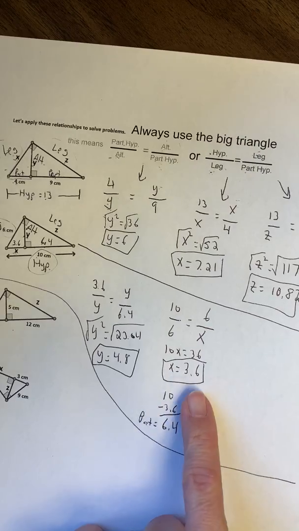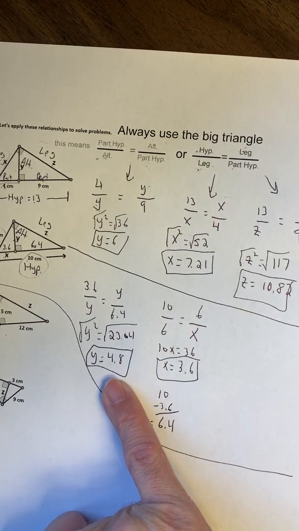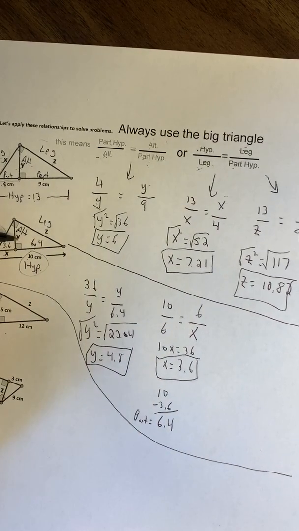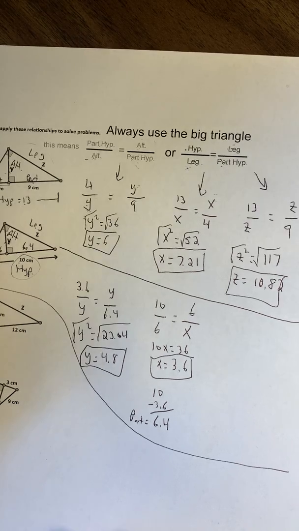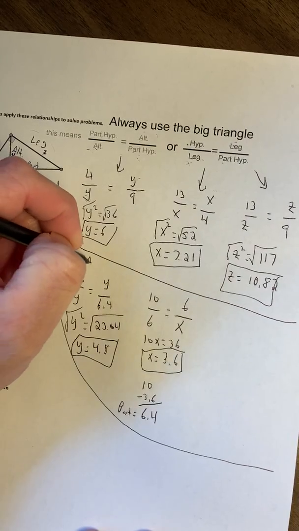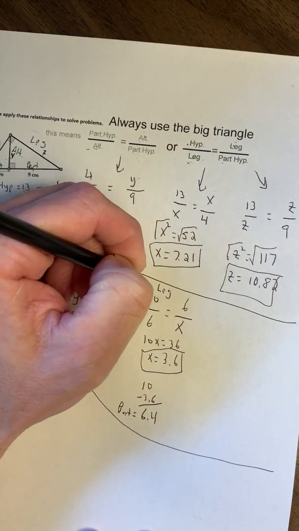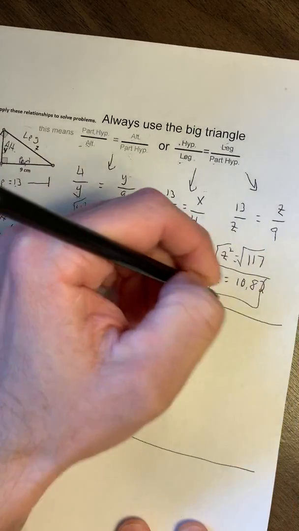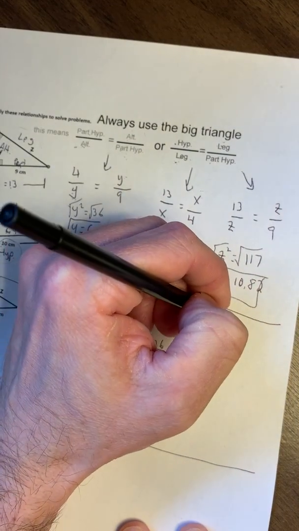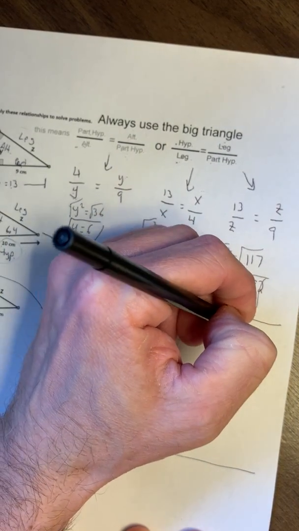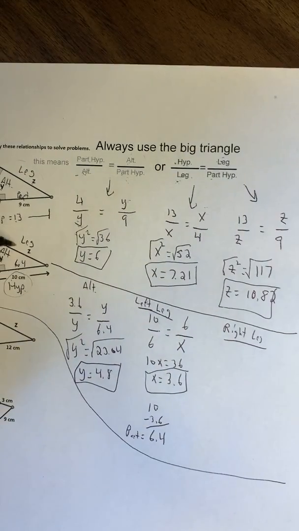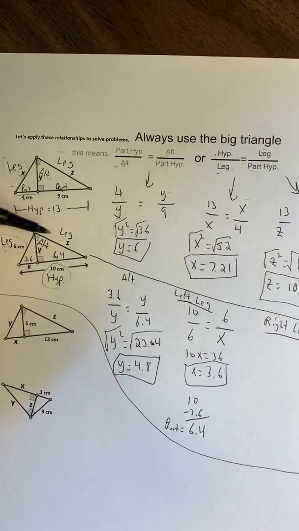So I figured out that x was 3.6, figured out that y was 4.8, and so that's what the altitude is, 4.8. All right? Okay? So this was the altitude. This was the leg, and I'll write that it was the left leg. And now look, I'm actually going to figure out the right leg. You guys notice that the right leg is z. You see it over here?